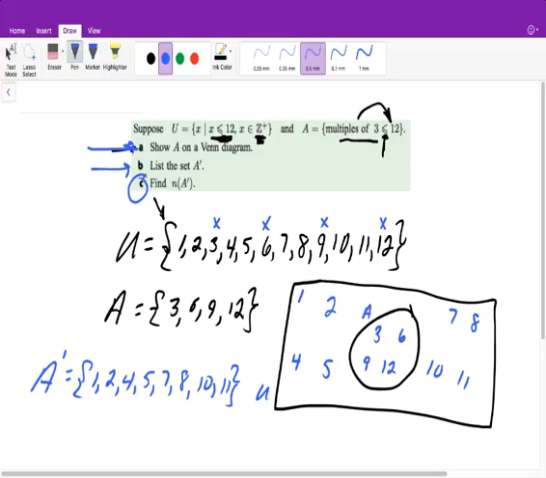For C, it says find the number of elements. So the difference between these two is the top one, we need to write all the actual elements out. Here, we just need to say how many. So for C, the number of elements in set A complement is equal to, we just count them up, 1, 2, 3, 4, 5, 6, 7, 8. So we have 8 elements in that A complement. All right, there's one more problem, then we're going to be done going over all the different ones.